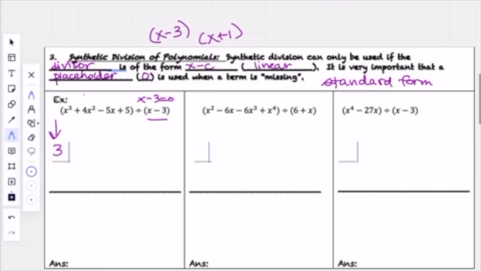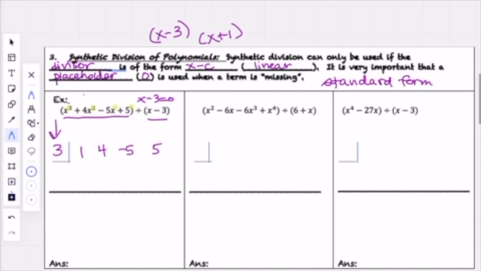Then, assuming that we are in standard form, and I notice here that I go x cubed, x squared, x, constant, that means I'm going to write the coefficients of each of my terms next to this 3, but outside the box. So the coefficient of the x cubed is 1. The coefficient of the x squared is 4. The coefficient of the x term is negative 5. And the constant term is 5. All right, so this is the setup to synthetic division.